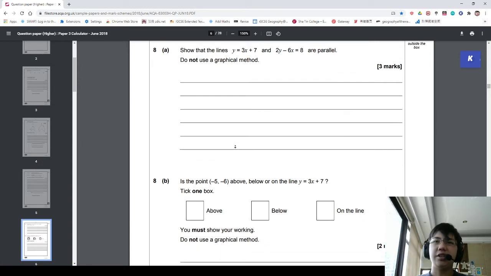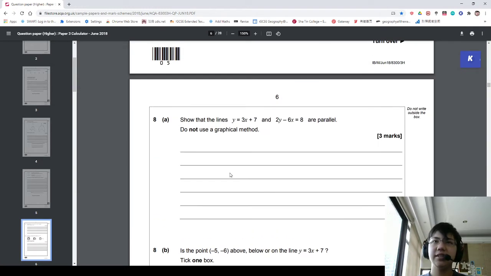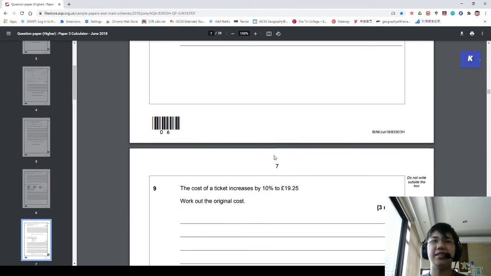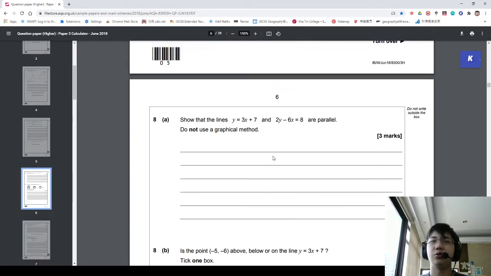Moving on to question 8. It is a question with 2 parts. Question 8a and question 8b. Actually, is there a C part as well? No, there's no C part. So 8a and 8b. And we need to solve each one individually.